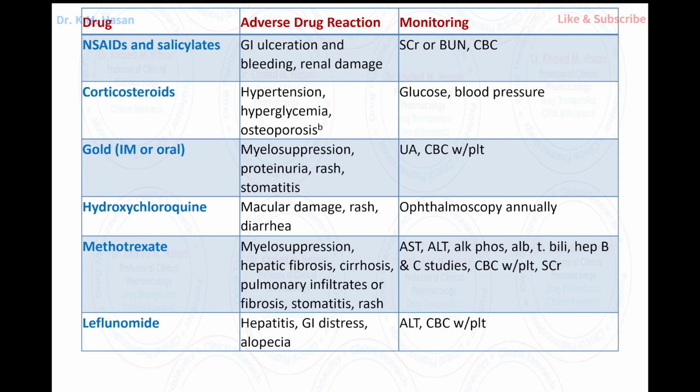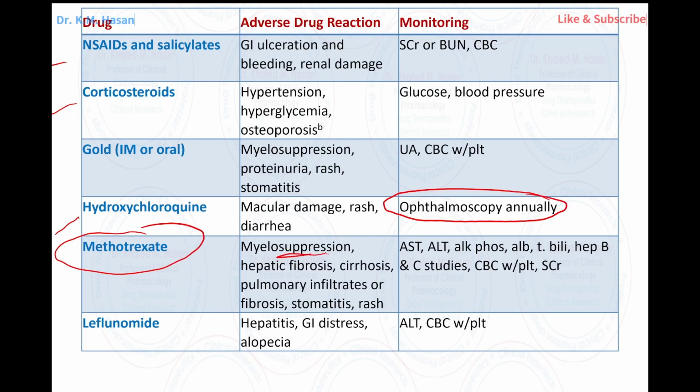Okay, what about monitoring adverse effects for each medication: NSAIDs and salicylates, cortisone, hydroxychloroquine? You can see ophthalmoscopy annually for hydroxychloroquine. What about methotrexate? We have myelosuppression, hepatic cirrhosis, pulmonary infiltration, and stomatitis. Leflunomide: hepatitis, GI distress, and alopecia, all important side effects.